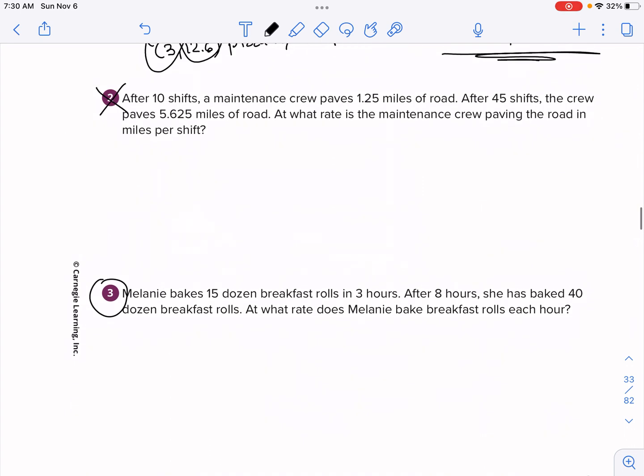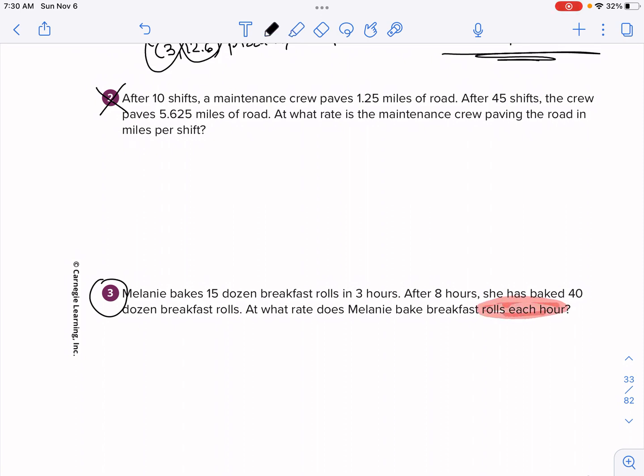We'll skip number 2. Okay. This is talking about Melanie. So Melanie, is she a baker? Yes. So bakes 15 dozen. So dozen is 12. So 15 dozen, you have to multiply, 15 times 12. 15 dozen breakfast rolls in 3 hours. Right. So that's a key piece of information there. After 8 hours, she has baked 40 breakfast rolls. At what rate does Melanie bake breakfast rolls per or each hour?